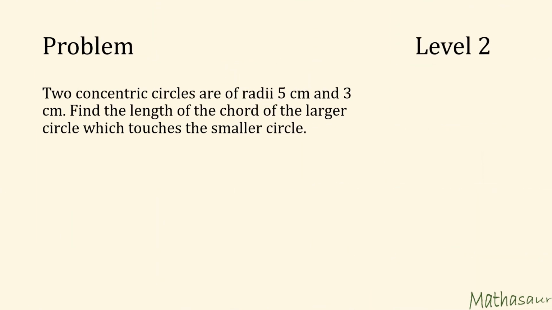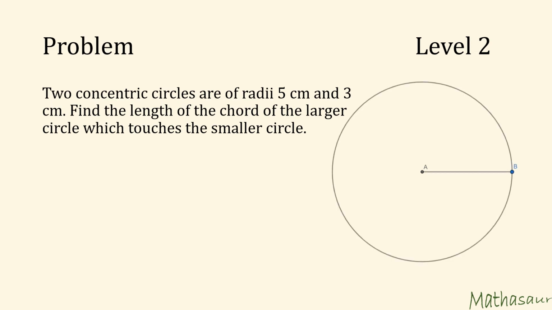Let us look at another problem. Two concentric circles are of radii 5 cm and 3 cm. Find the length of the chord of the larger circle which touches the smaller circle. We have concentric circles. So let us take center A. Let us draw the bigger circle of radius 5 cm. Let us draw the smaller circle with radius 3 cm.